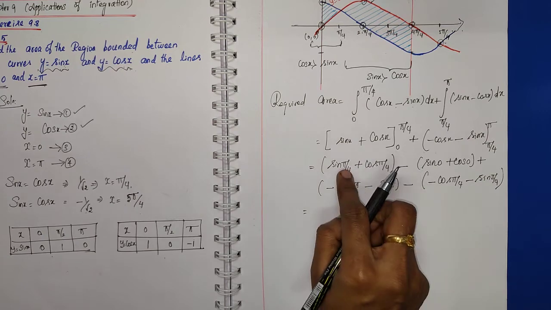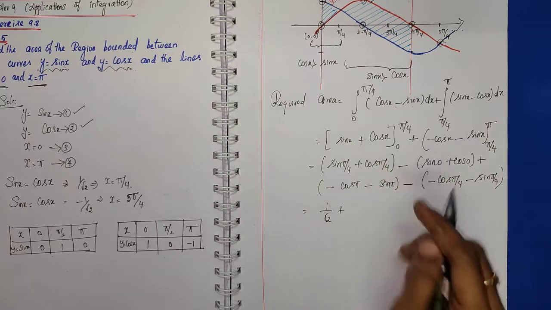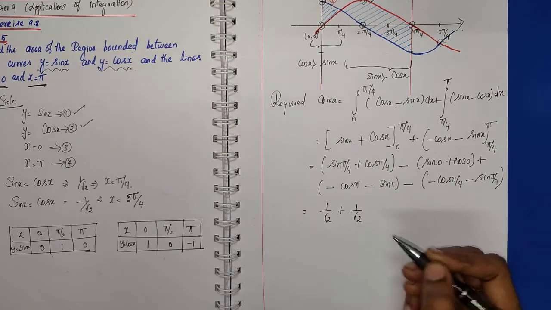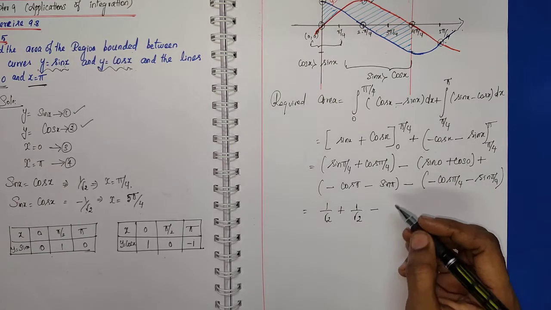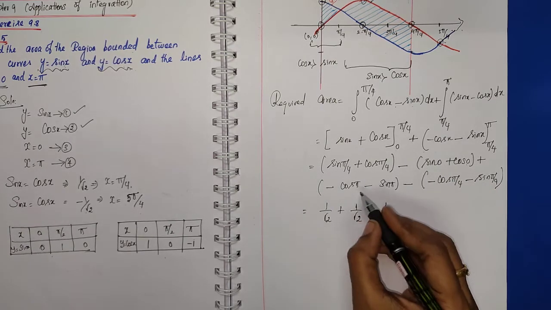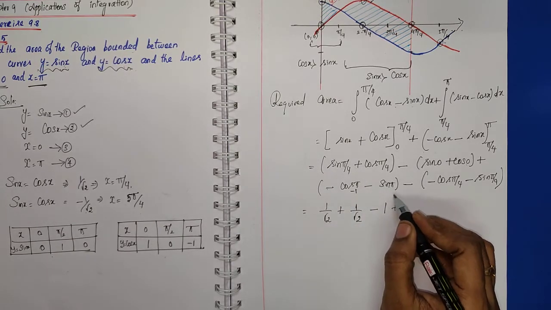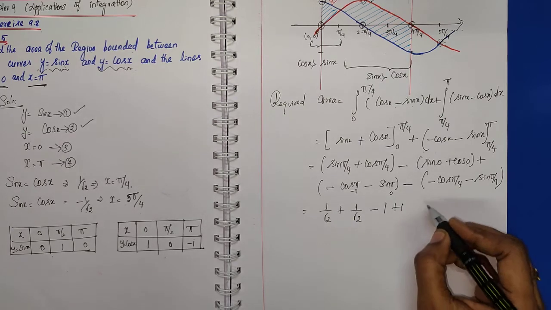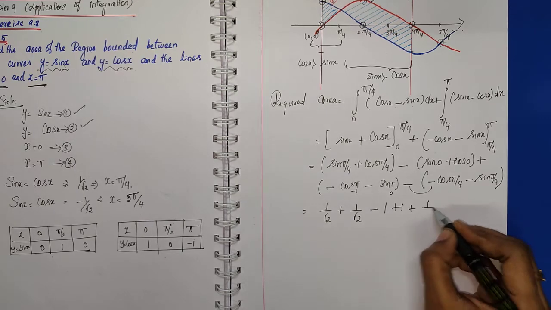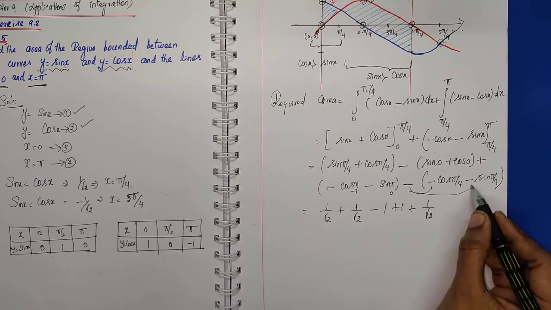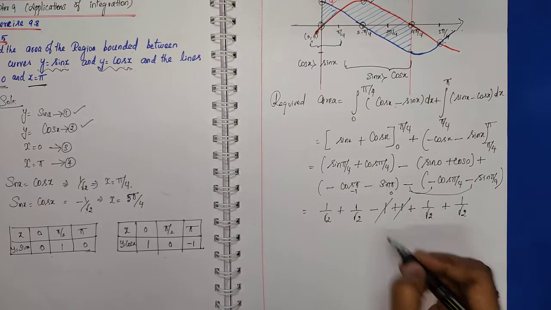So we know that sin pi by 4 value is 1 by root 2. Cos pi by 4 value is 1 by root 2. Sin 0 is 0. Cos 0 is 1. Here one minus sign, so minus 1. Cos pi value is minus 1. Minus minus plus 1. Sin pi is 0. And this minus minus plus cos pi by 4, 1 by root 2. And minus minus plus sin pi by 4, 1 by root 2. Minus 1 plus 1 get cancelled.